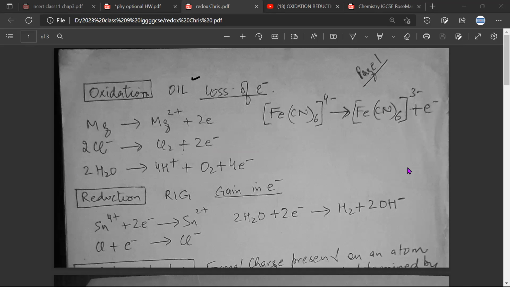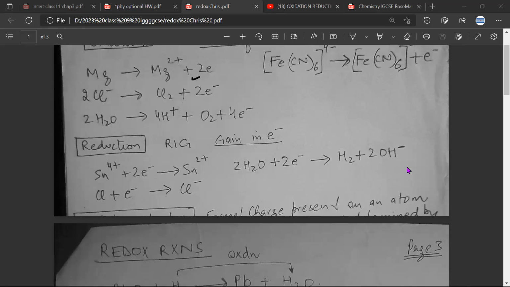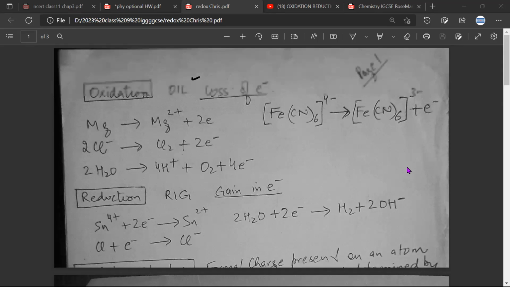Sir, I wanted to share something. My teacher taught him a different thing, OIL RIG. She said that when electrons are on the reactant side, they are undergoing a reduction reaction. I've understood what you are saying.